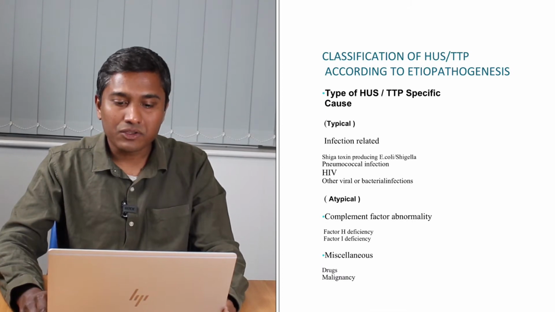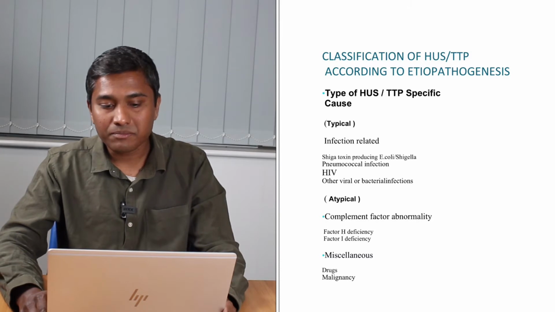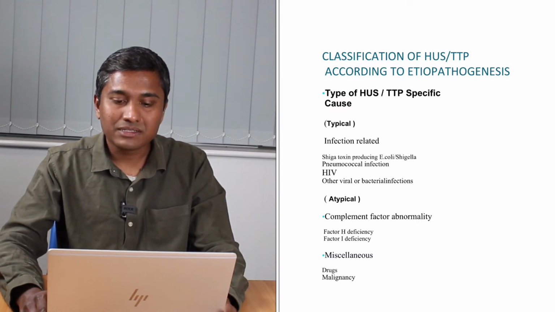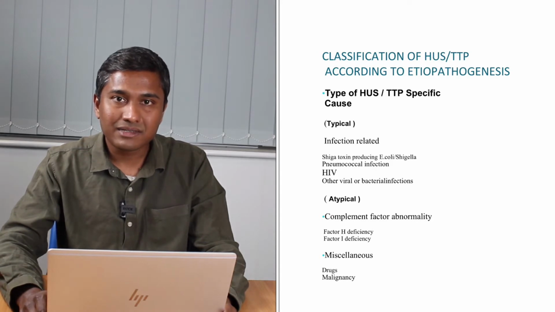Classification according to etiopathogenesis includes two types, typical and atypical. Typical is generally infection related, infections like Shiga toxin producing E. coli and Shigella, pneumococcal infection, HIV infection, and other viral and bacterial infections. The atypical ones include complement factor related abnormalities like factor H deficiency, factor I deficiency, and other miscellaneous causes like malignancy and drugs.